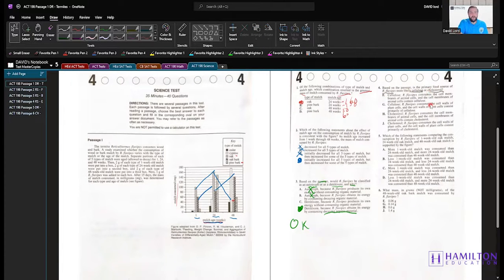Question number 4. Based on the passage, is the primary food source of our flapes most likely cellulose or cholesterol? Well, we just read the passage and it did not mention cellulose or cholesterol at all. The only thing it mentioned is that it eats wood and bark. So this is another outside knowledge question type where you have to remember that cellulose makes up the cell walls of a plant cell, whereas cholesterol makes up the cell membrane in both plant cells as well as in animal cells.